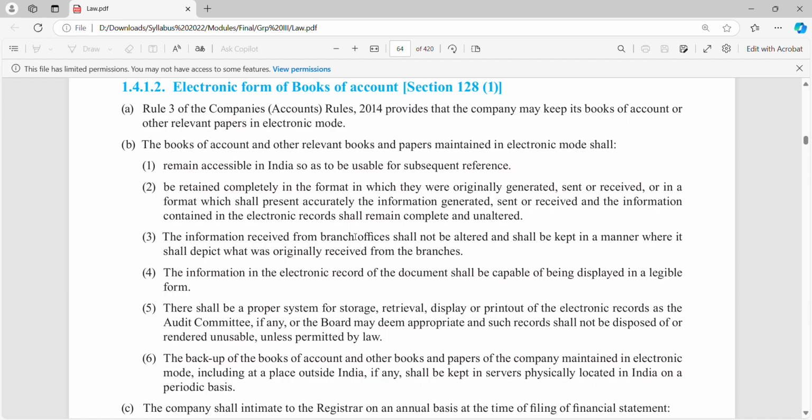Don't alter that format. Information received from branch offices shall not be altered and shall be kept in a manner where it shall depict what was originally received from the branches. Information which you have received from branch offices, you cannot alter. You keep it originally as it is received from the branches. Information in the electronic record of the document shall be capable of being displayed in a legible form.